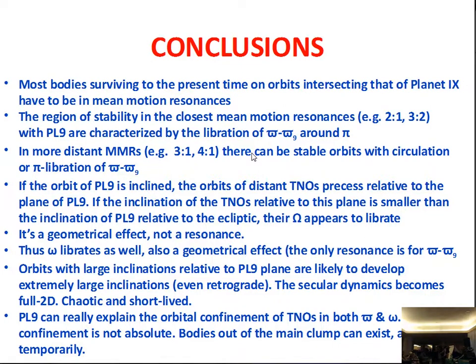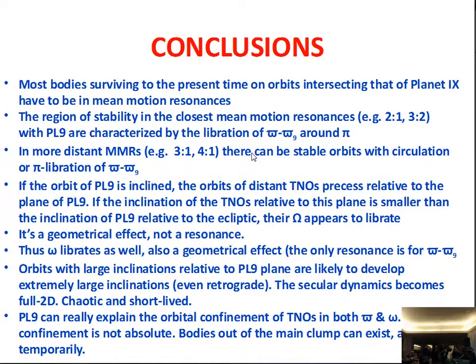If the orbit of planet 9 is inclined, and it has to be, because we do see the clustering in argument of perihelion, the orbit of the distant TNOs precesses relative to the plane of planet 9. If their inclination relative to planet 9 is small, their node relative to the ecliptic appears to librate. So this is not a resonance, it's not a substitution, it's pure geometry. And of course, if the node librates and the perihelion librates, the argument of perihelion also librates.